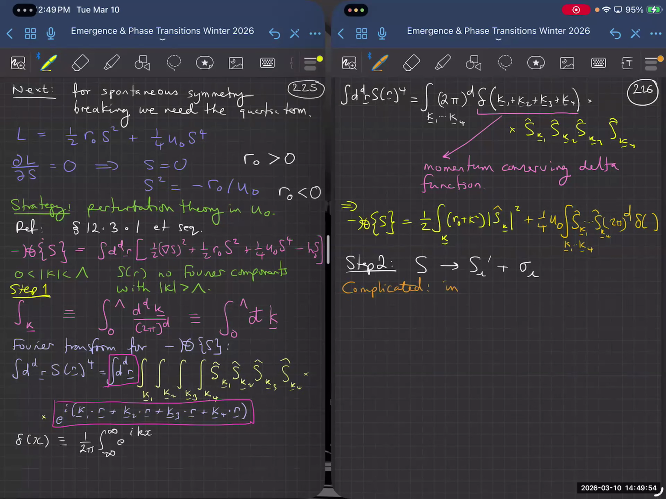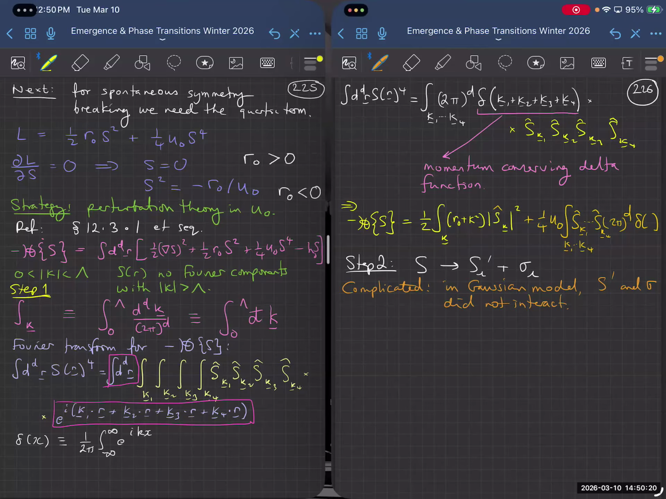So in the Gaussian theory, where we didn't have any quartic terms, the S prime and sigma did not interact with each other. And that meant that they added into the Hamiltonian. That meant that the partition functions factorized, and so there was nothing complicated.